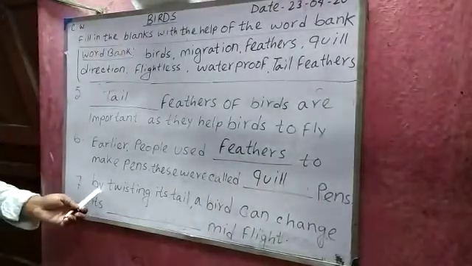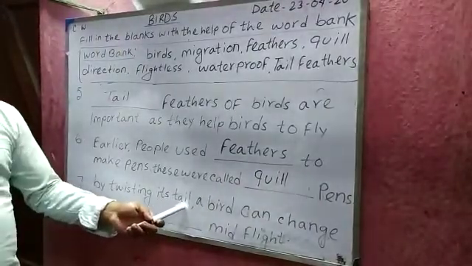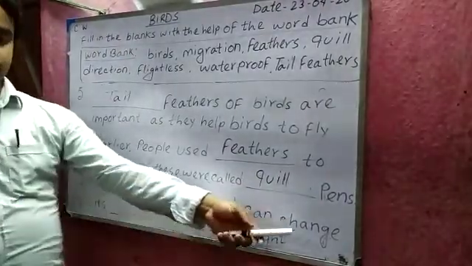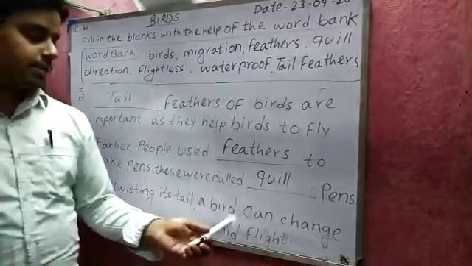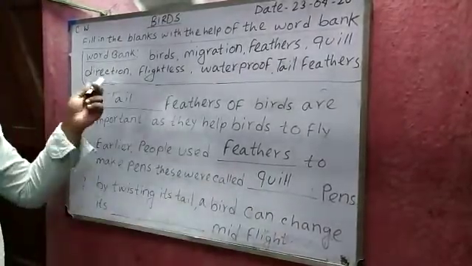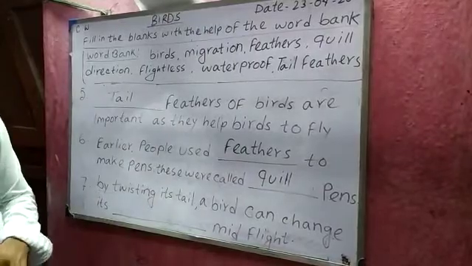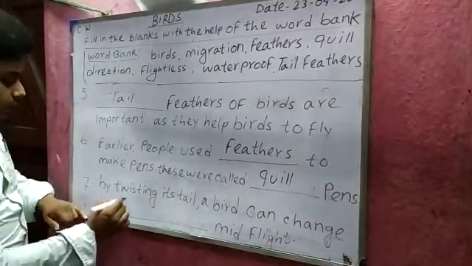And next, number 7. By twisting its tail, a bird can change its direction mid-flight. Okay, yes, so write here direction.